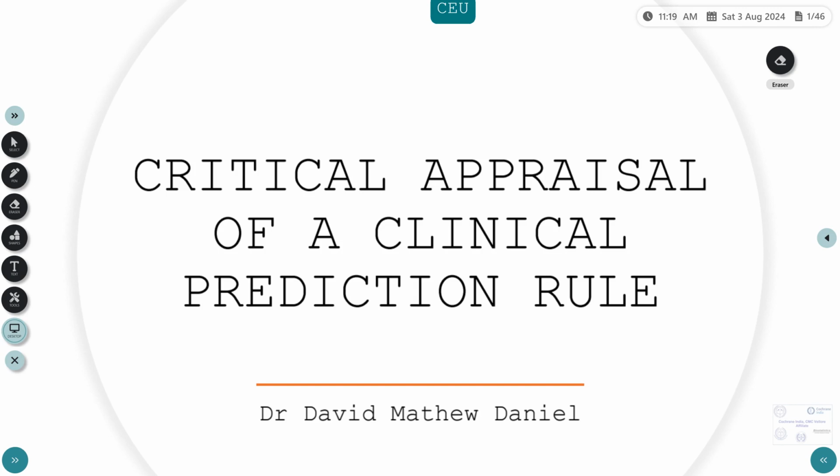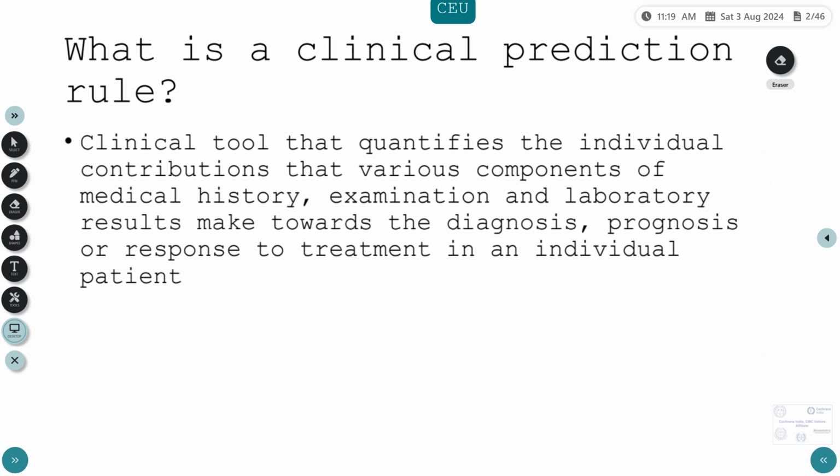Good morning. Today we will be discussing a clinical prediction rule. So first, as I mentioned, the clinical prediction rule is a clinical tool that quantifies the individual contributions of, let's say, history, examination or lab tests, and how those individual variables contribute towards the diagnosis, prognosis or the response to treatment in an individual patient. So it's a tool which helps us to predict the future.